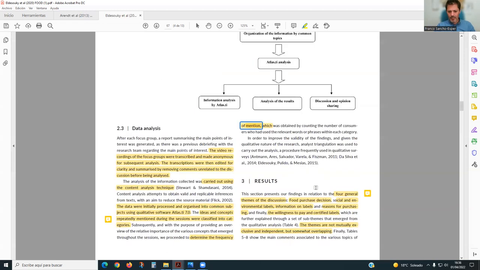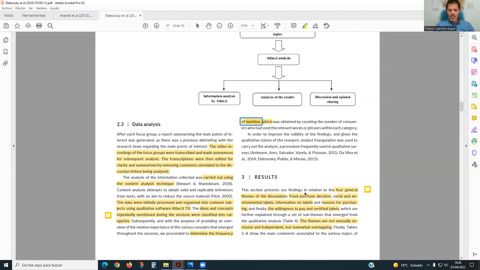The code book means the codes and the family of codes. And they say this section presents our findings in relation to four general themes. So their codes or families are food purchase decision, social and environmental labels, information on labels, and reasons for purchasing. And the themes are not mutually exclusive. Is this the same as what happens in our studies? We can have an idea that belongs to different codes. That is, for example, something that happened before the experience and also is related to staff.